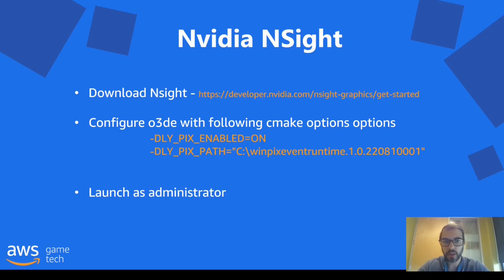Thank you. Next, we will take a look at Nvidia Nsight. Nvidia Nsight is a tool provided by Nvidia, so it only works on Nvidia hardware, and it should work on Windows and Linux. You will want to download the Nsight application. You would configure O3DE with PIX enabled. This enables the PIX markers in the code, and Nsight is able to use PIX markers for its own GPU captures. So when you use GPU capture, all the command lists, all the passes will be named correctly. You would want to launch Nsight as an administrator, as that allows the really low-level GPU counters to work correctly. Next, let's look at the demo of Nsight for profiling.